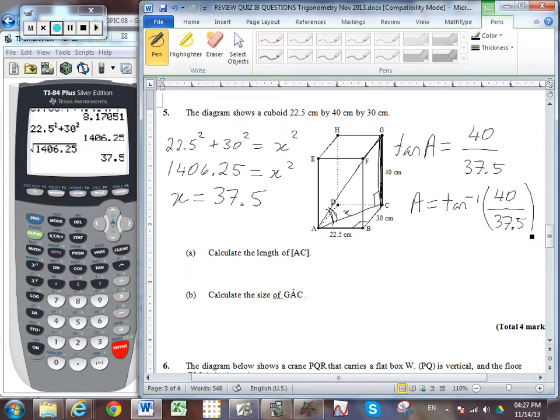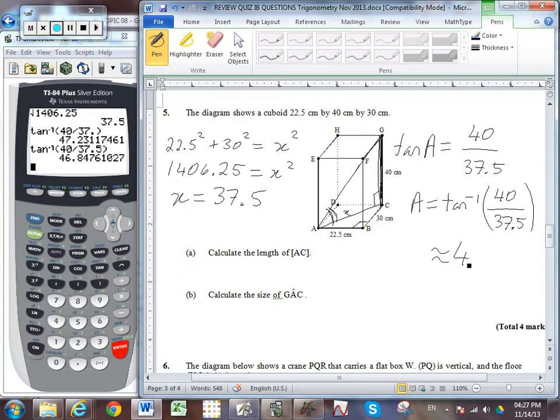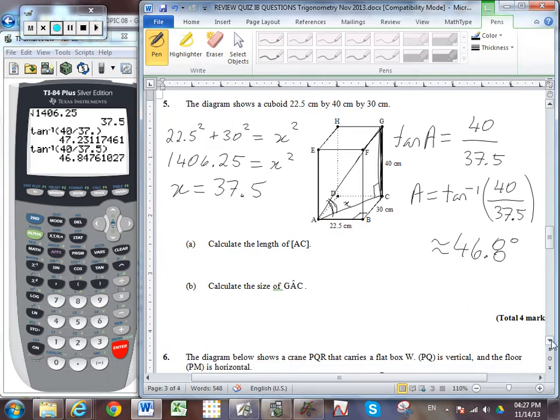40 over 37.5, and your A, so let's see, the second of tangent to get the tangent inverse of 40 divided by 37.5. And that, oh shoot, I didn't quite type it in right. By a little handy feature, second enter brings up what you just did, so you can quickly go in and correct a mistake and then do it. So 46.8 degrees when I round to 3 significant figures. Number 6.